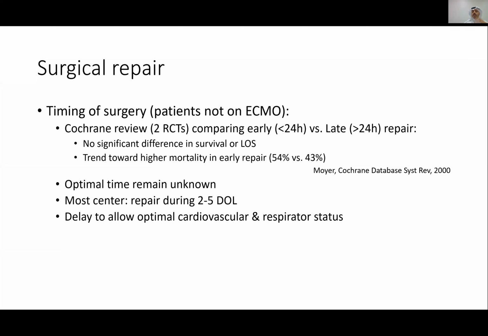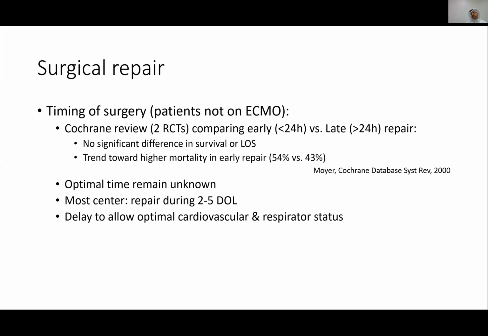So then there are a lot of studies to look at what is the benefit and what it is we can recommend as a specific time to do this. There's a lot of retrospective, low quality evidence to suggest waiting a few days is better. But if you look at good quality studies, there's a Cochrane review in 2000 that looked at 2 good quality randomized control trials comparing early repair, less than 24 hours, versus late repair. And there's no significant difference in survival or length of stay. However, there was a little bit of a trend toward mortality in the early repair group. So in a nutshell, optimal time remains unknown.